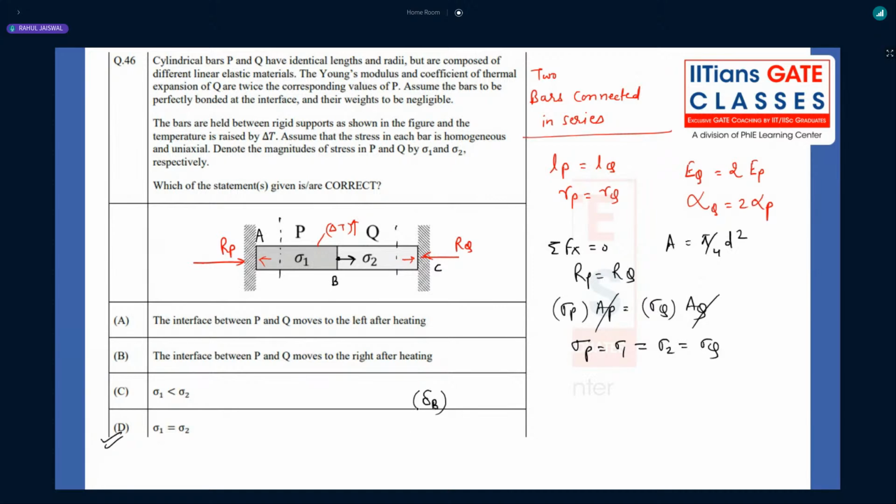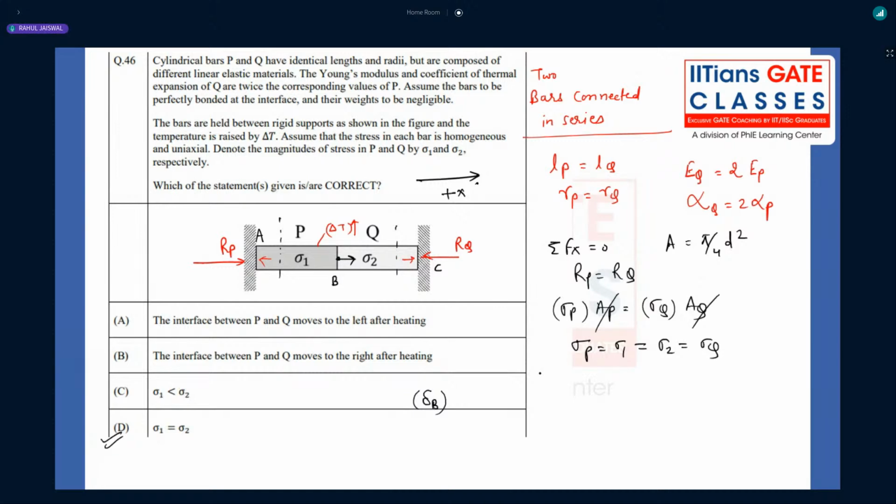And according to our sign convention, if it is going in this direction, positive x-axis, that means what? Whatever the deformation is there, that is towards the right side. If it is moving towards the negative x-axis, that means whatever the interface will be there, that will move towards the left side. Now let's see the possible scenario.